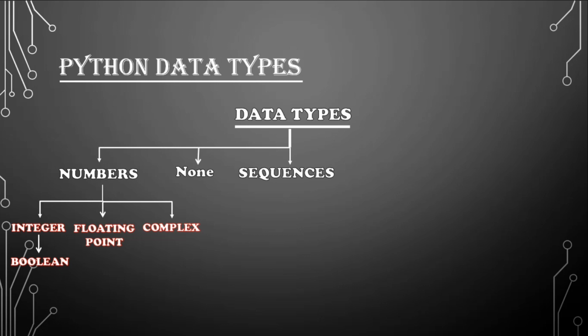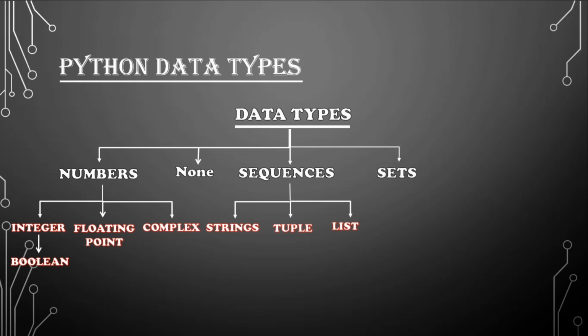Now second data type is none, and third one is sequence. None data type means null value. None doesn't mean 0 or empty string. And the third one is sequence. Sequence involves three data types: string, tuple, list. We will study about these three data types in next lectures.